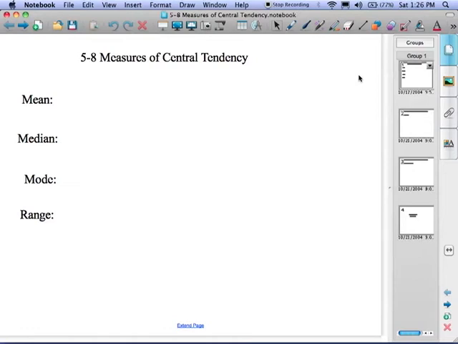5-8, measures of central tendency. This is a review lesson. However, we're going to add some decimals and negative numbers and such into there. All right, so first we have the mean. Do you remember what the mean is?